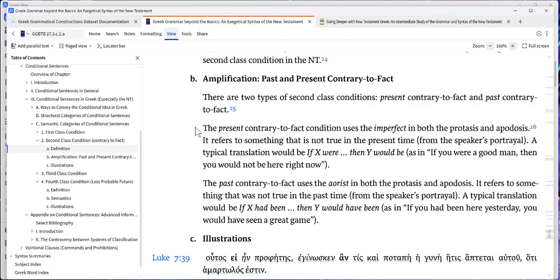So, one sense is saying right now. If it's used of the imperfect, it's saying right now this is not true. But in the aorist tense, if it's used in the aorist, then it's saying at some point in the past, this was not true.